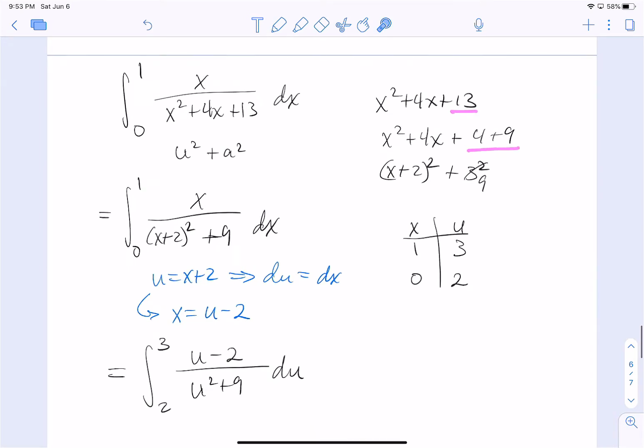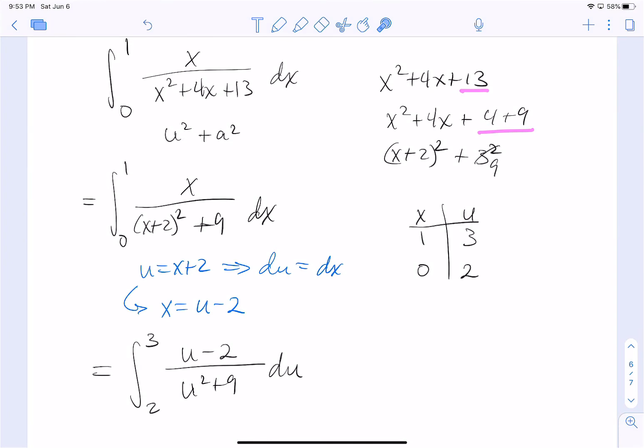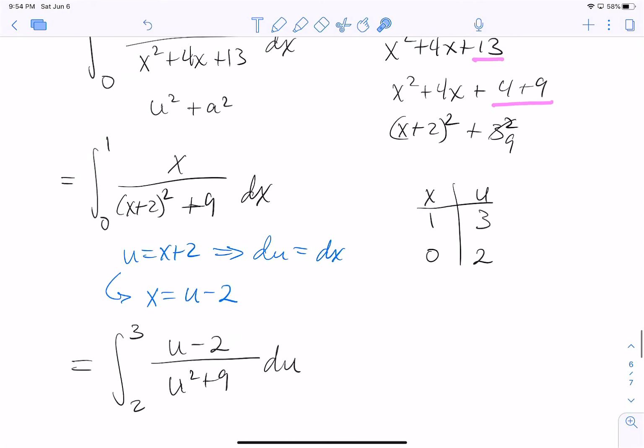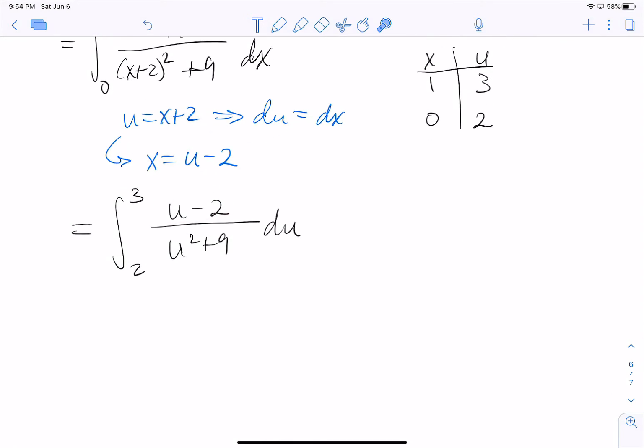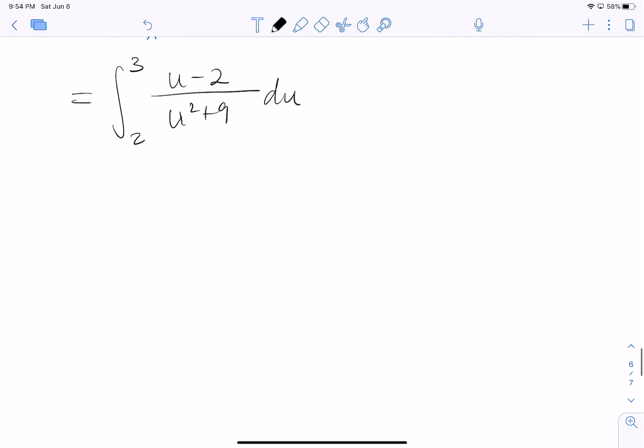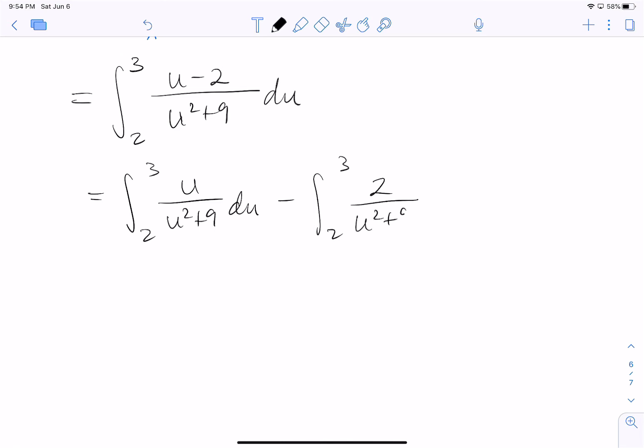Now we've kind of made this look a little bit better. We used to have x over x squared plus 4x plus 13. Now we have u minus 2 over u squared plus 9. We made the denominator look a little better, but the numerator a little bit worse. We are now going to split this up into two separate integrals. From 2 to 3 of u over u squared plus 9 du, minus the integral from 2 to 3 of 2 over u squared plus 9 du.